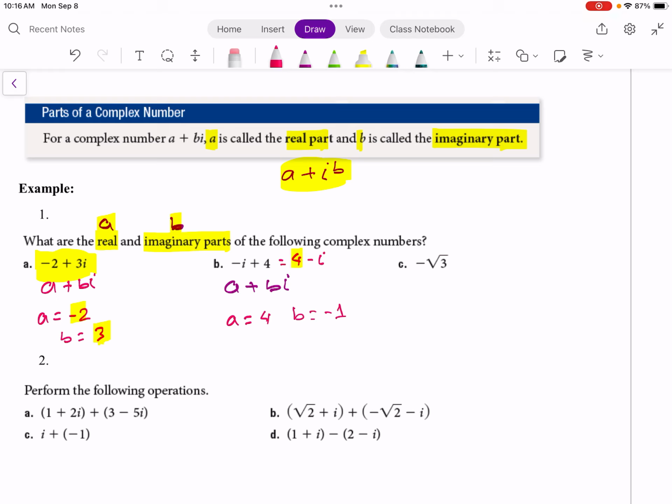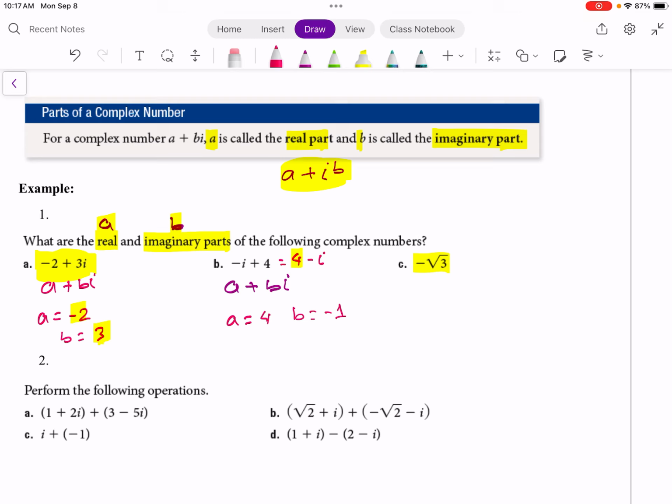Okay, now the next one: here we have negative square root of 3. What type of number is this? Is it complex or real? How many of you think it's complex? So it's real, right? If it was square root of -3, then it would have been an imaginary or complex number. But we have -√3, so this is a real number.